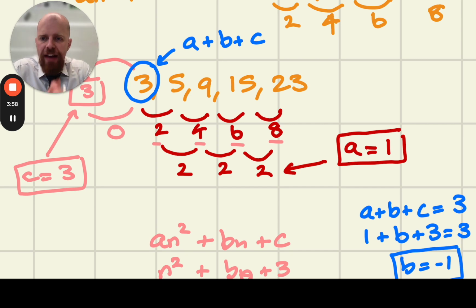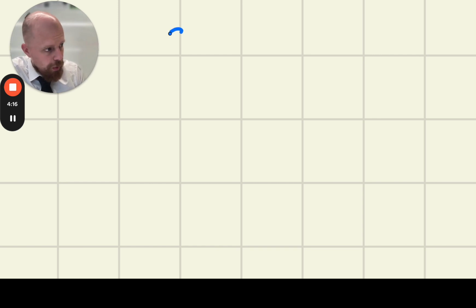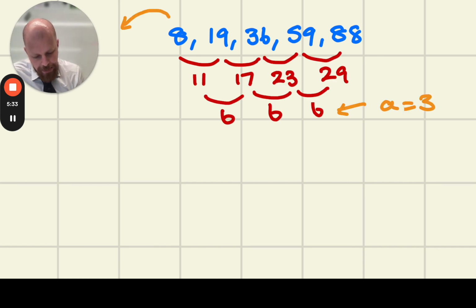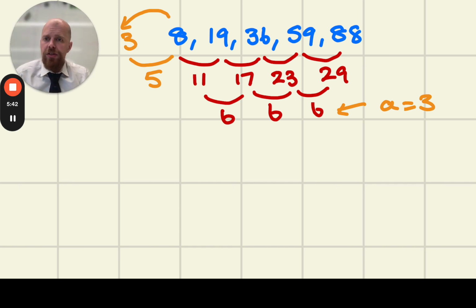Now this trick works every single time. So a is half of the second difference, c is the term before the first term, b is whatever it makes to get the first term when you have a plus b plus c. Let's have another example. Let's go 8, 19, 36, 59, 88. So from 8 to 19, I go 11. From 19, that means that this gap here has to be 5, because 11 take away 6 is 5. So therefore, this number here, the c, is 3.